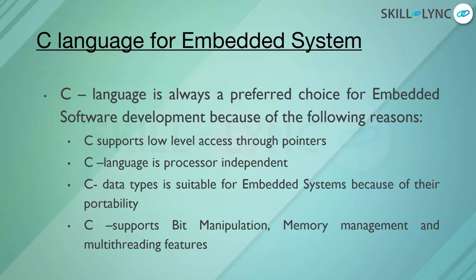C supports low-level access through pointers, which allows you to play with the memories, to access the memories. And C is a processor-independent language, which means the executable that can be created with C can be easily ported onto any different platform. And C data types are suitable for embedded systems because of their portability again, especially the C99 data types I'm speaking about. So C supports bit manipulation, memory management, and multi-threading features.